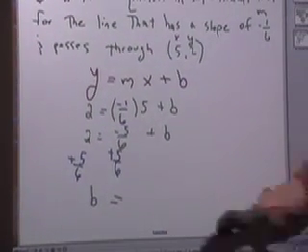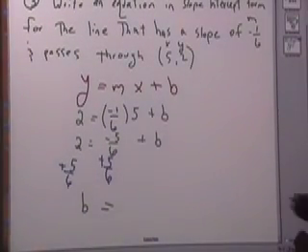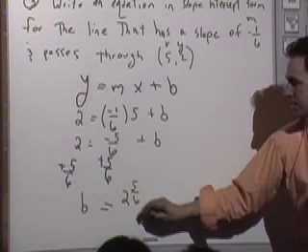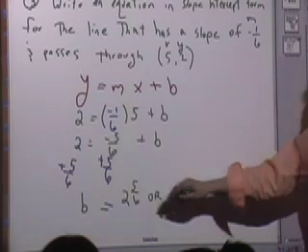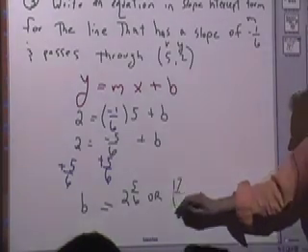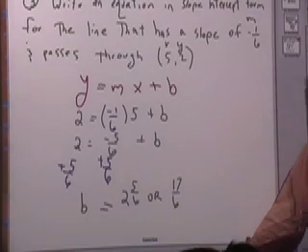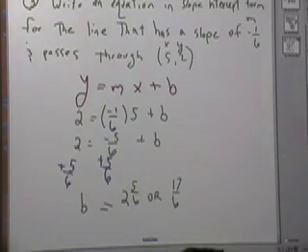Now, all we have to deal with is the fraction. What's 2 plus 5/6? Well, there are different ways to say it. It's 2 and 5/6, that's one way to say it, or 17 over 6. Either way, okay? So we're not done yet though, are we? Because all we found is the y-intercept.